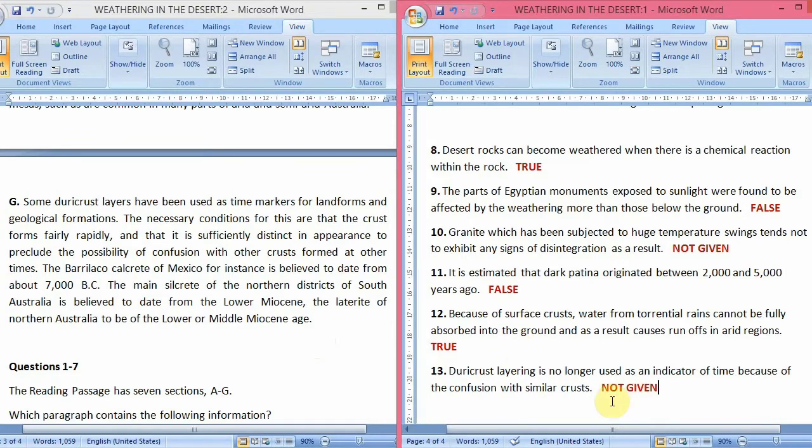So I hope that you have understood how the answers came for these 13 questions of the passage Weathering in the Desert. Still, if you have any doubt, you can just ask me in the comment section.